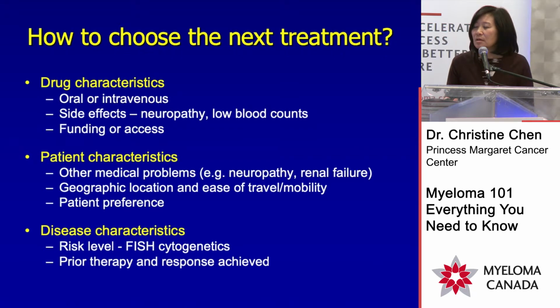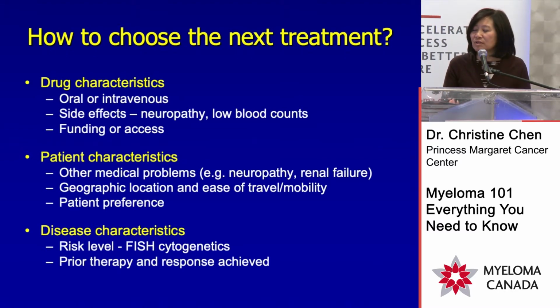And I hate to say this, but funding or access to drugs does play a big part in how we choose treatments. Patient characteristics, like the medical problems they may have. One of the big ones is whether your kidneys are working well, because some of these drugs largely rely on you to pee the drug out so that you don't build up toxic levels. Where you live, ease of travel, your preference, all need to be taken into account.